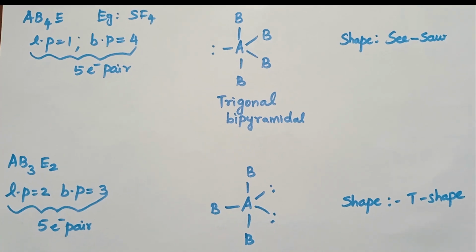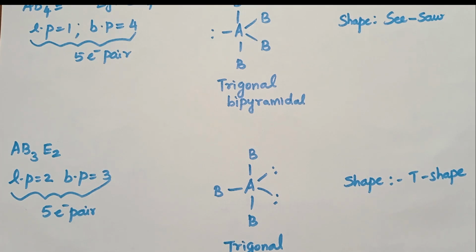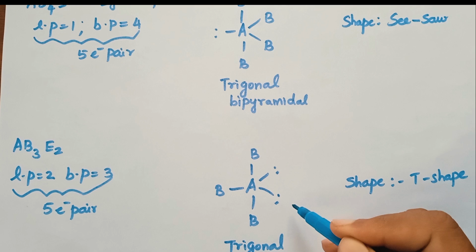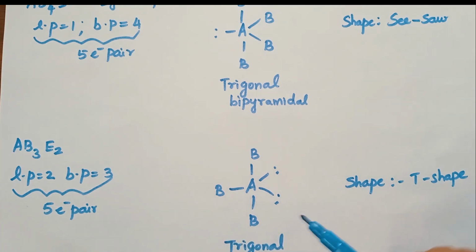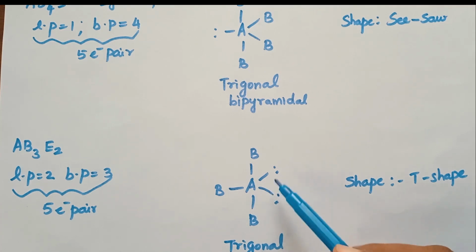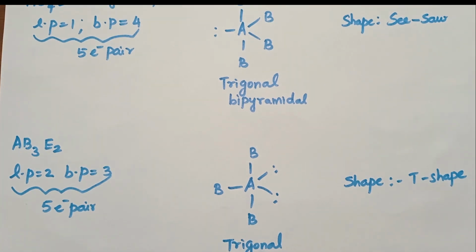Okay. Next, the AB3E2 type of molecule. In this, the lone pair is equal to 2 and the bond pair is equal to 3. There are 3 bond pairs and 2 lone pairs. Totally 5 electron pairs. Initially it forms a trigonal pyramidal shape, but to avoid the repulsion it forms a T-shaped structure. So the shape of this is T-shape.